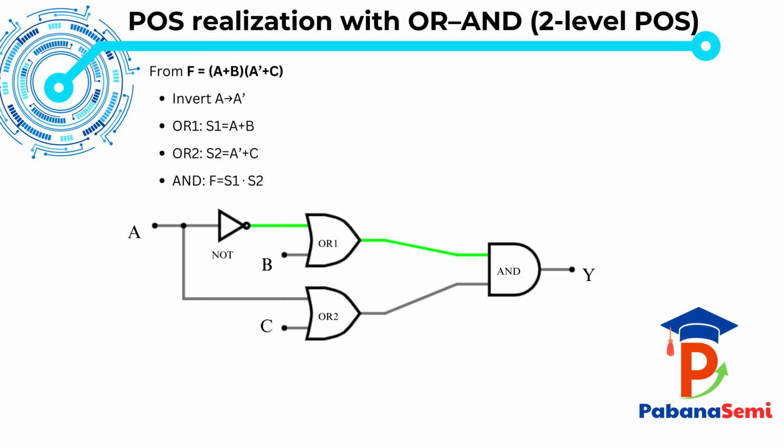Now, look at the circuit diagram. The NOT gate creates A prime. OR1 generates the first bracket term, A plus B. OR2 generates the second bracket term, A prime plus C. And the final AND gate multiplies both terms to produce the output Y. So the key takeaway is, POS realization means OR gates first to form sum terms, followed by an AND gate to multiply them, giving a clean two-level OR-AND structure.